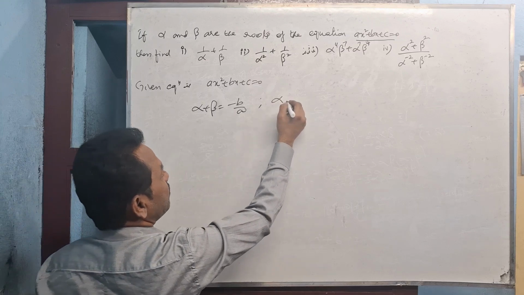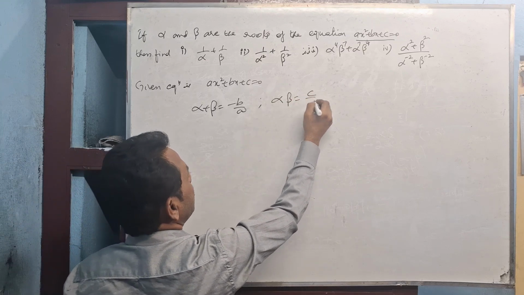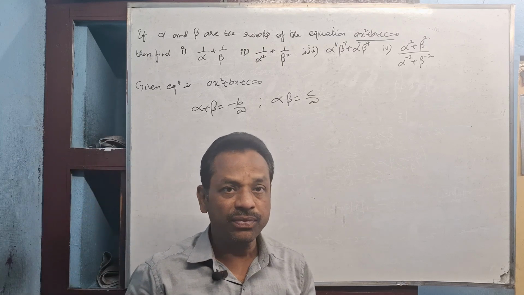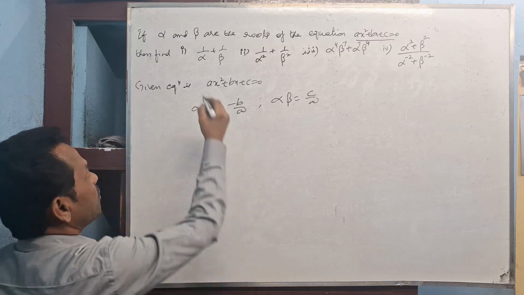And what is alpha beta? We know the formula, c by a. So alpha plus beta is nothing but minus b by a. Alpha beta is c by a. Okay. Now let's go for the first question.